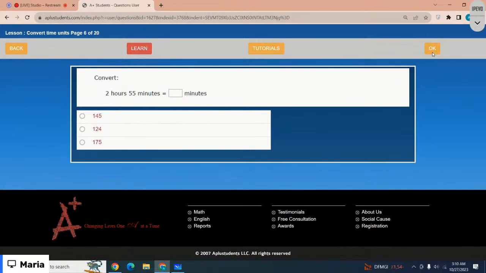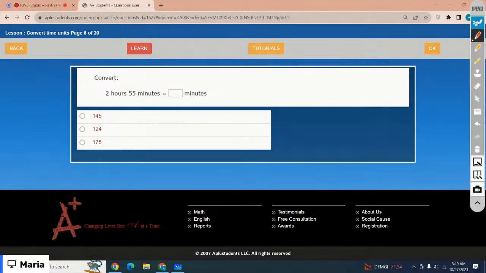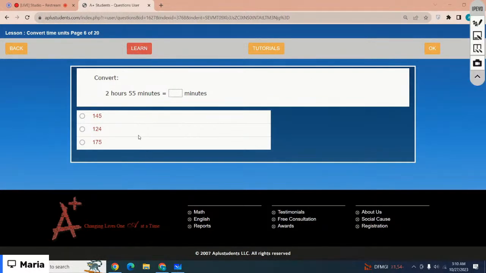The correct option is 2 hours 55 minutes, right? So in 1 hour you have 60 minutes. So then in 2 hours you have 2 times 60 minutes. 120 plus 55. Yes, very good. That is 175 minutes. So the correct option is 175. Very good.